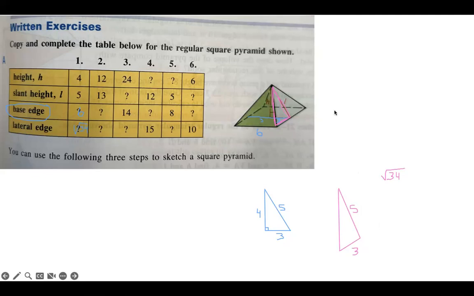Number 6 looks a little challenging. Let's see what we can do with number 6. And I think 6 is probably the most challenging one. All right. What do we got? Well, we have the height is 6. So let me draw that. So this piece is 6. And the lateral edge, well, it's this piece right here. And we're told that's 10.